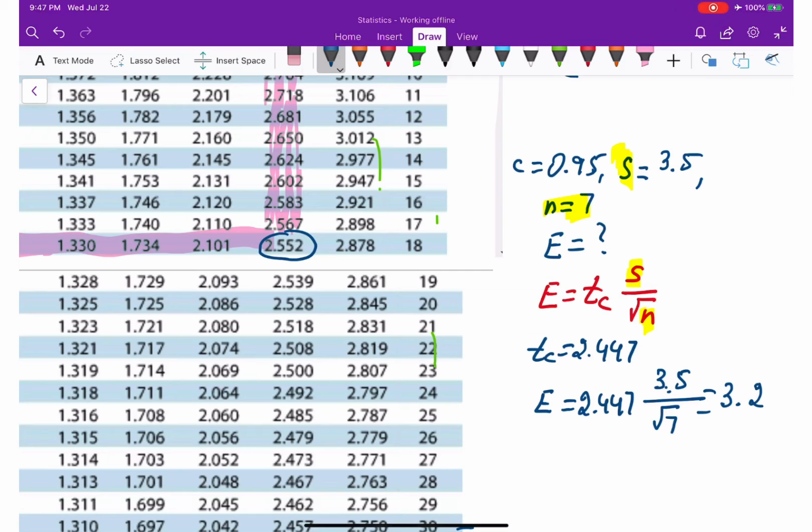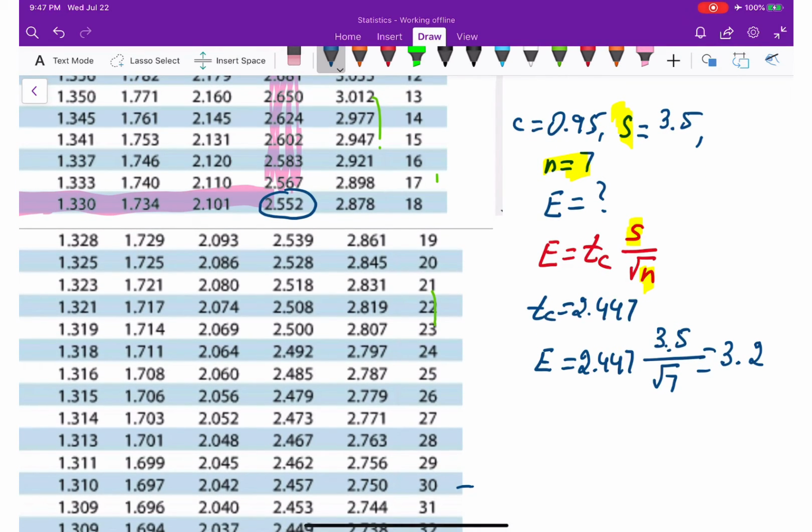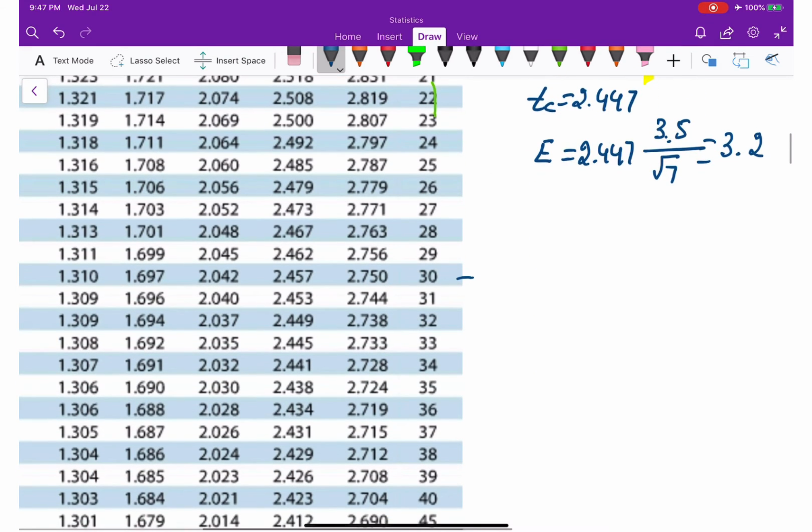Construct confidence interval for the population mean using T distribution. Assume the population is normally distributed. Okay, and here we have given parameters.